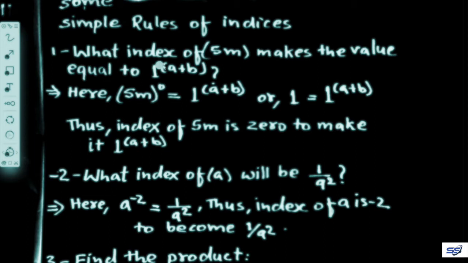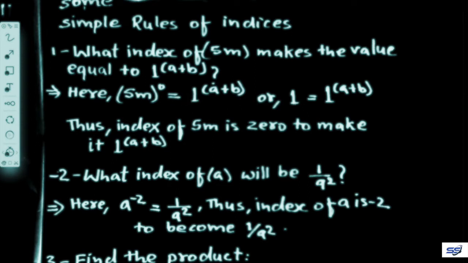One, what index of 5m makes the value equal to 1 power a plus b? The question is given in this way. This is a simple, basic question. Here the index of 5m is asked. Now here, 5m power 0 equals 1 power a plus b.